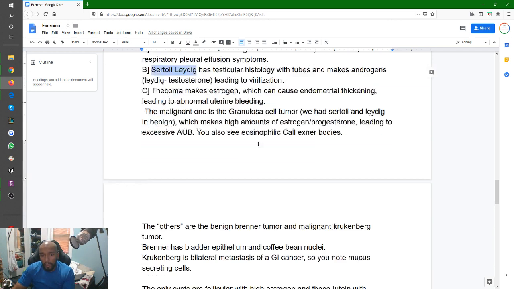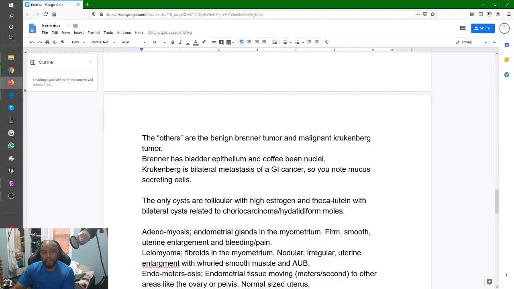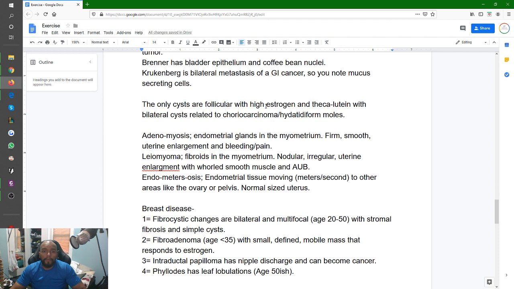The only non-classified ones were the other ovarian cancers, and they were the benign Brenner tumor and the malignant Krukenberg tumor. The Brenner one is just B's, all B's. Brenner, benign, coffee bean, and it has bladder epithelium, right? Krukenberg is something we've already seen in GIT. It's a bilateral metastasis of a GI cancer. So you're going to see GI stuff, which is mostly just mucus cells. All right, so that's your ovarian cancer review.